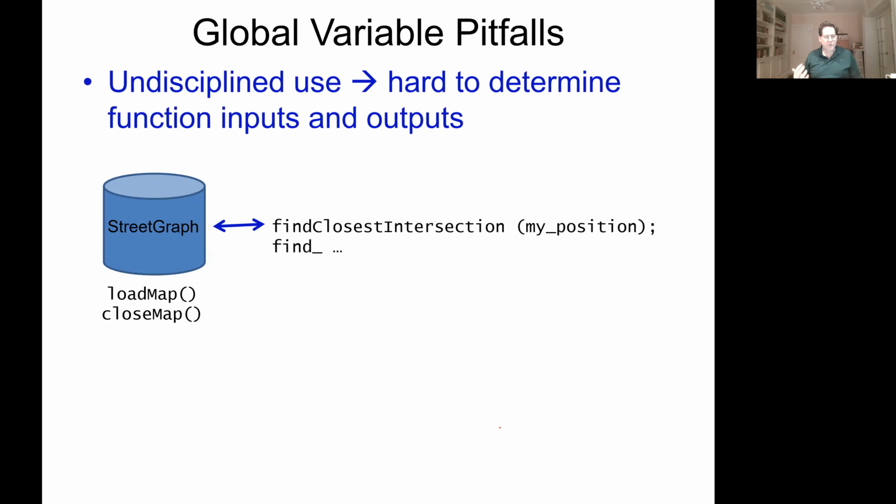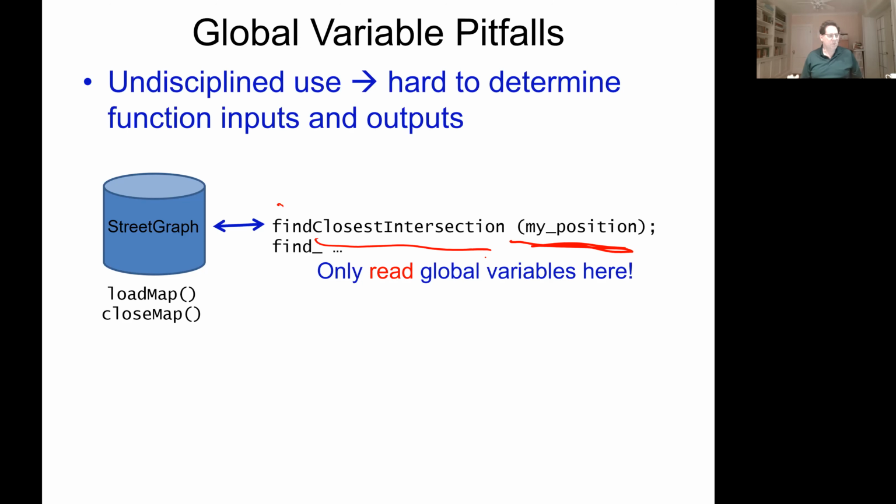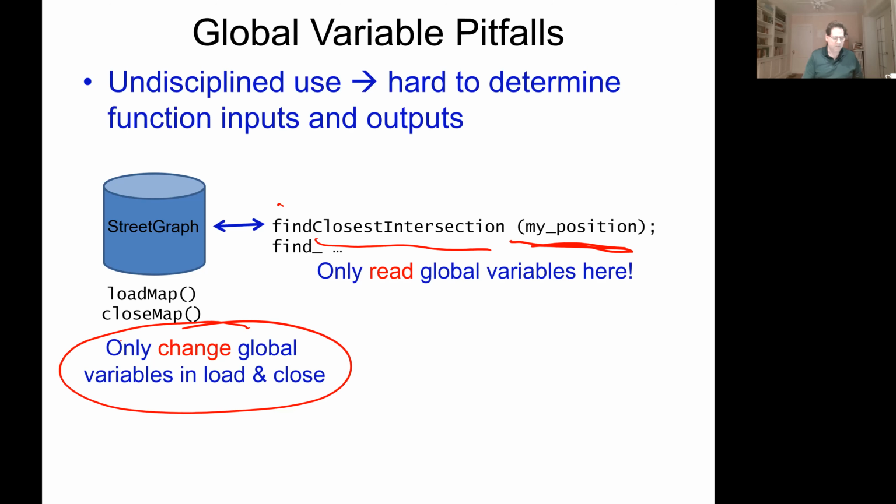So if you use global variables in an undisciplined way, it's hard to determine what are the actual inputs and outputs of your functions because they're not explicit. They're not in the parameter list. So what you should do is in Milestone 1, all of these query functions like find closest intersection should only read the global variables. They shouldn't change them. And load map and close map should be the only place where you change those global variables. One sets them up and the other deletes them or clears them. And that's pretty disciplined. That's a logical convention that people can understand when they're reading your program.